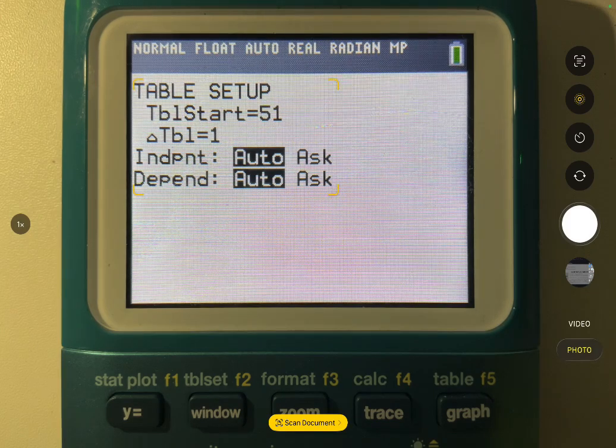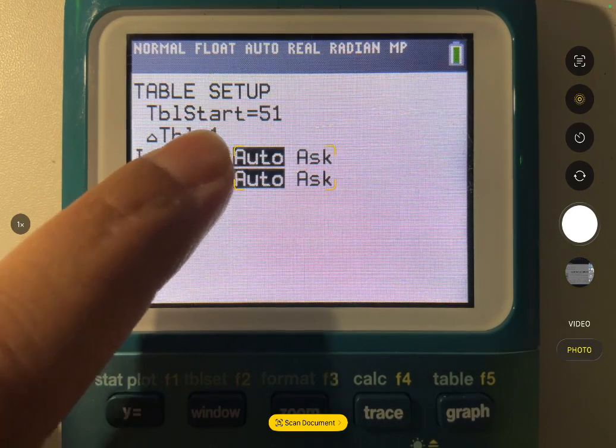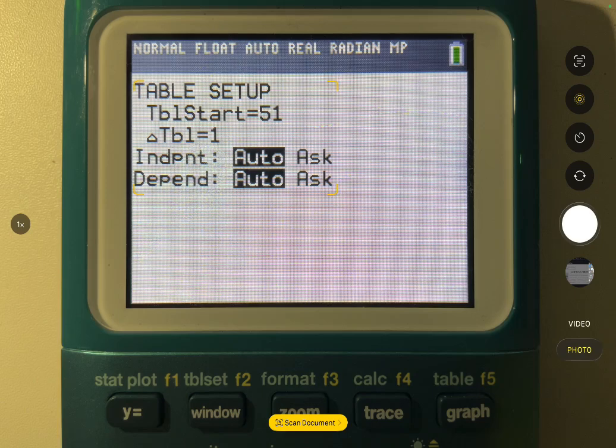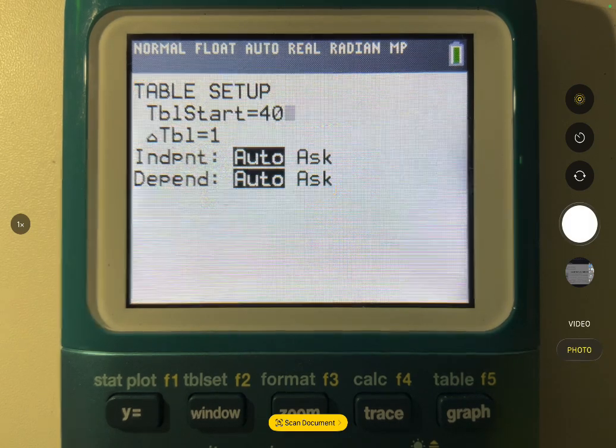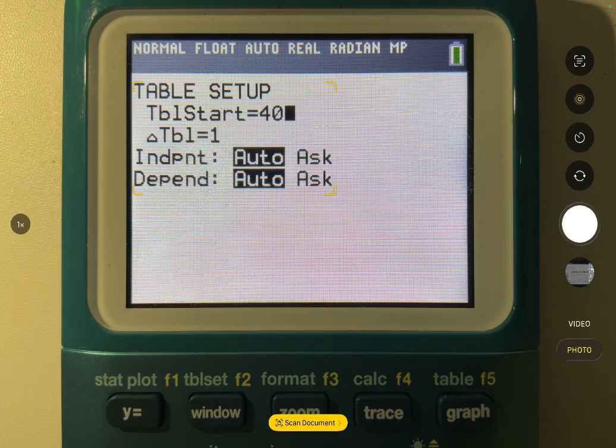Is everybody on the same screen as I am? Are you there yet? Where you see the word start, you type in your X value. We're looking for the number 40, so type the number 40. You don't have to press enter, you just have to write your X value.